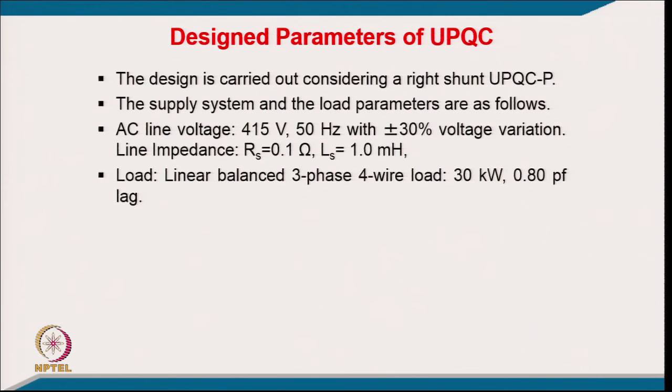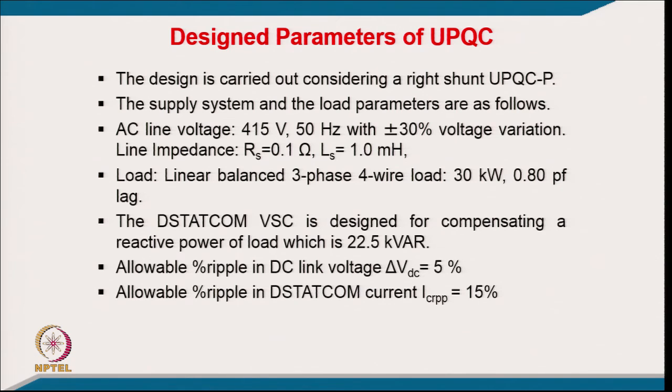And the load we are considering is a linear balanced 3 phase 4 wire load of 30 kilowatt at 0.8 lagging power factor, which is also a nominal power factor load in practice. And this D STATCOM VSC is designed for compensating the reactive power of the load, which you can calculate from the load: 30 kilowatt at 0.8 lagging power factor means taking 30 divided by 0.8 as the kVA, multiplied by 0.6, or root of 1 minus PF square, will be the reactive power.